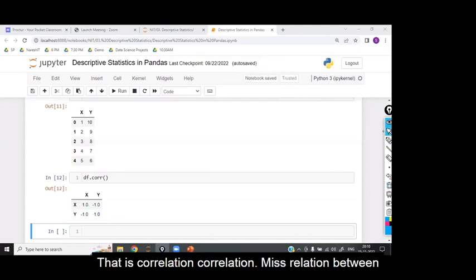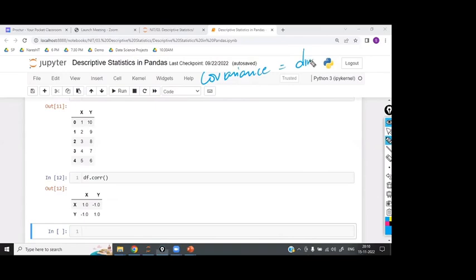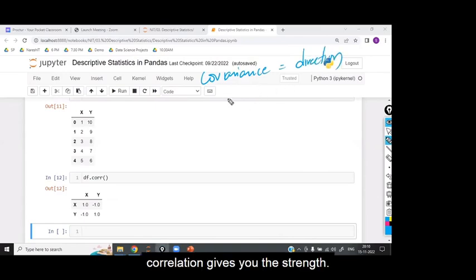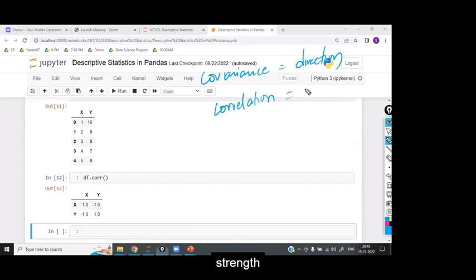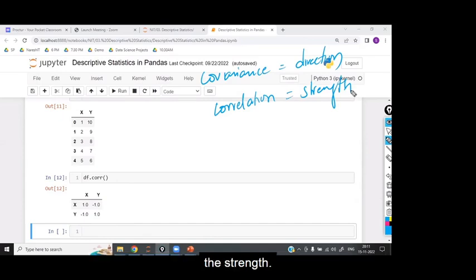That is correlation. Correlation means the relation between two variables. Covariance means the direction between two variables. Covariance gives you the direction. Correlation gives you the strength. Strength means how much percentage they are correlated to each other. One gives you the direction, one gives you the strength.